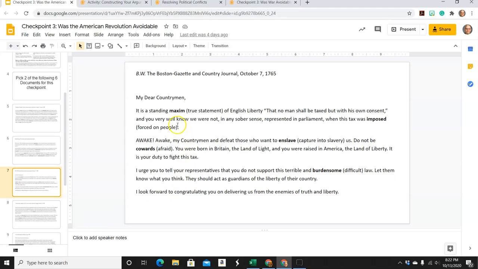If you take a look at this quote, awake, awake, my countrymen, defeat those who want to enslave us. Do not be cowards. You were born in Britain, the land of light, and you were raised in America, the land of liberty. It is your duty to fight this tax. We can see here that BW is calling on the colonists to resist the British, and he even calls the British people who want to enslave the colonists. If you were to ask me, according to this guy, war was not avoidable.